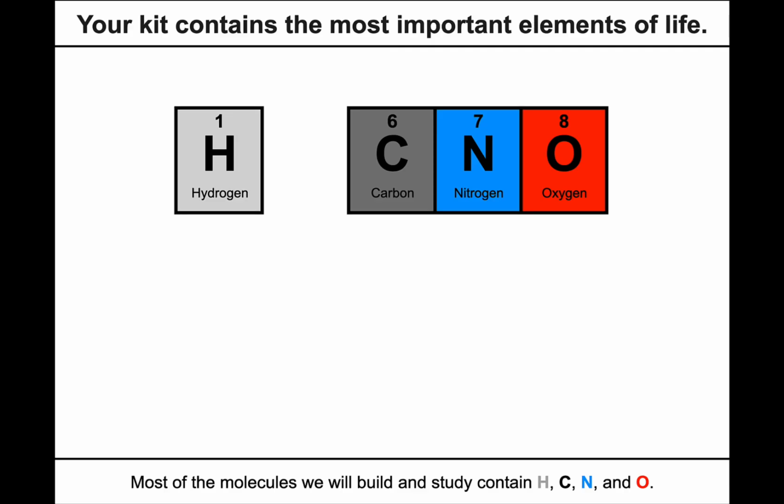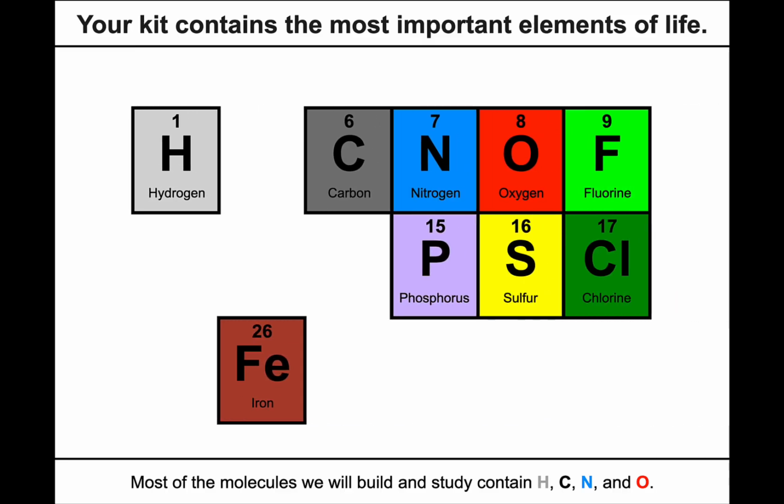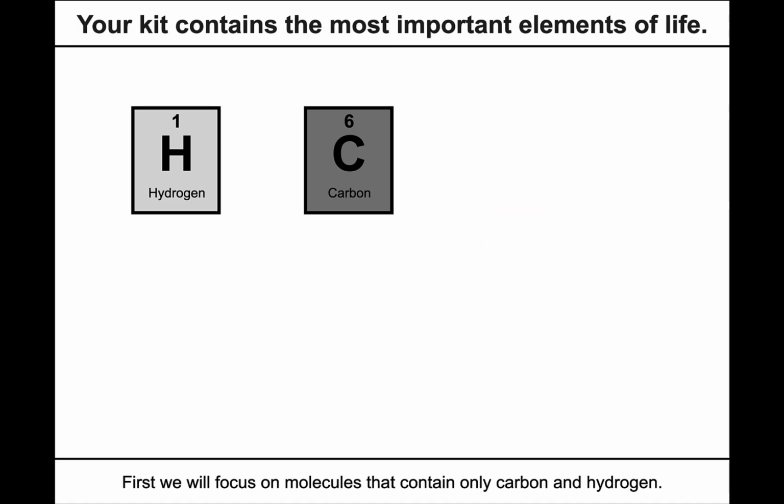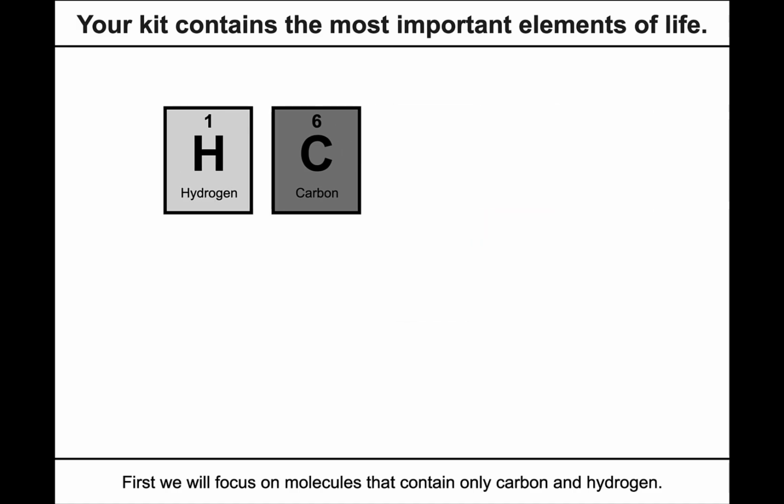First of all, your kit contains many of the most important elements of life, like hydrogen, carbon, nitrogen, oxygen, sulfur, phosphorus, and a few other elements. Right now in this particular section, we are just going to focus on hydrogen and carbon. Putting hydrogens and carbons together gives us a category of molecules called hydrocarbons.